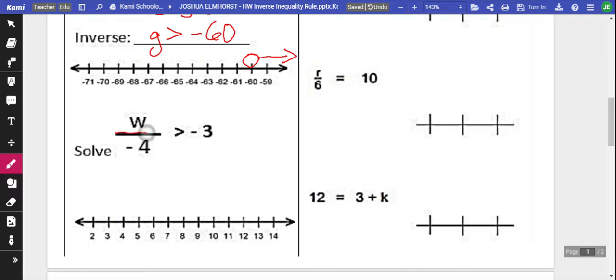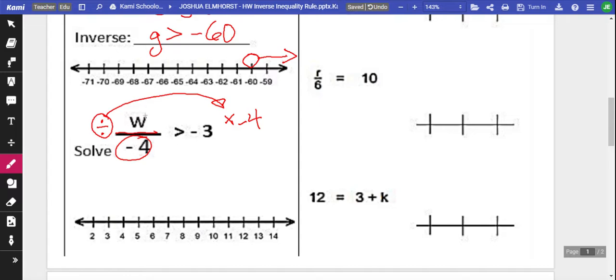So same thing here. The fraction means division. So W is divided by -4. So we're going to go over here to the other side and we're going to do the opposite. And what are we going to do the opposite with? We're going to multiply by -4.